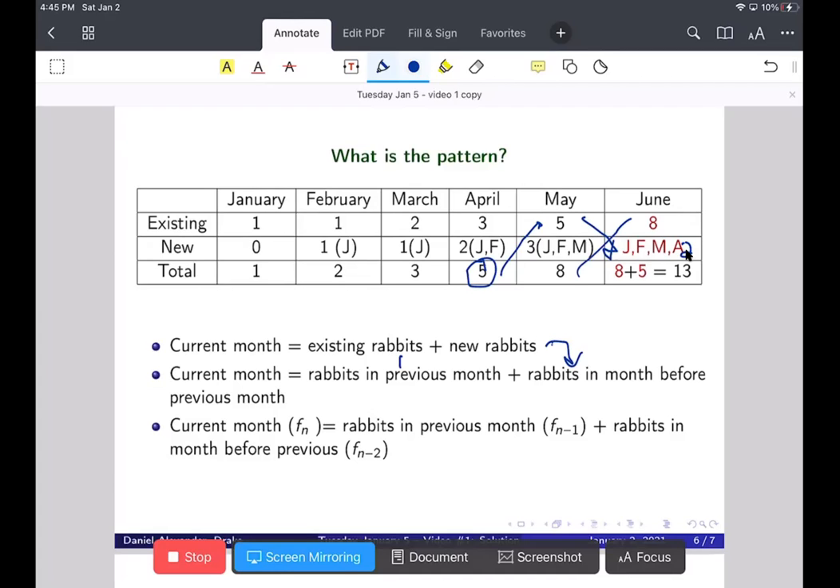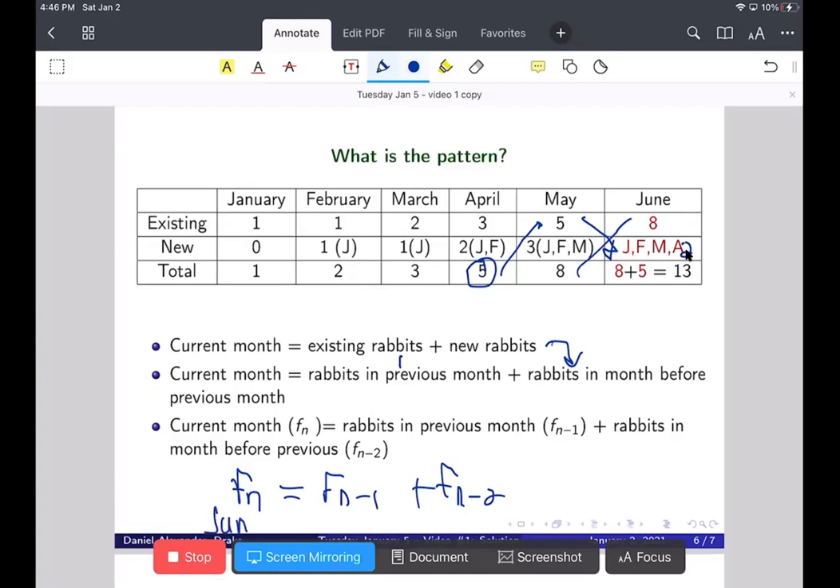And we want to use the language of math, so we need notation. You may remember this formula from class. The current month is going to be called Fn. The previous month is going to be Fn minus 1. And then 2 months before is going to be Fn minus 2. So n is the current month, n minus 1 is the month before, and n minus 2 is the month before that. If we want to find the total in June, it's the total in May plus the total in April.